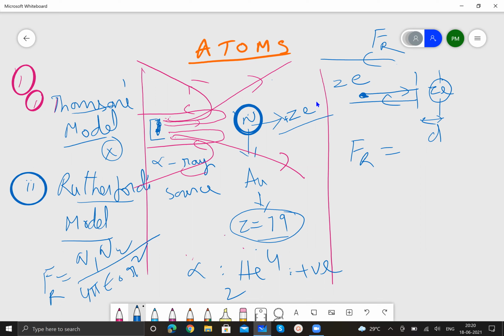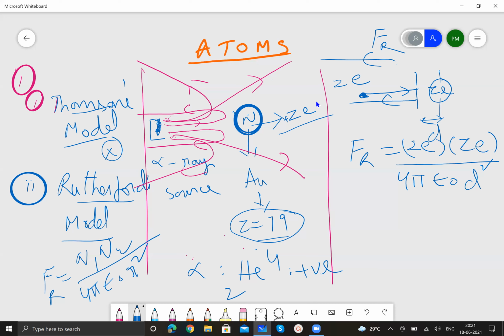Here, Q1 is nothing but the alpha particle charge 2e, and the nucleus charge is Ze, over 4 pi epsilon naught d squared. So this is the electrostatic repulsive force between the alpha particle and the nucleus of gold. You can substitute 79 also, but I'm keeping Z.